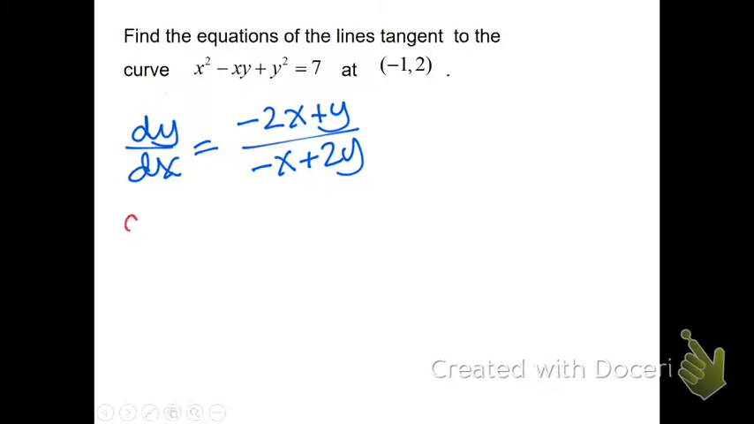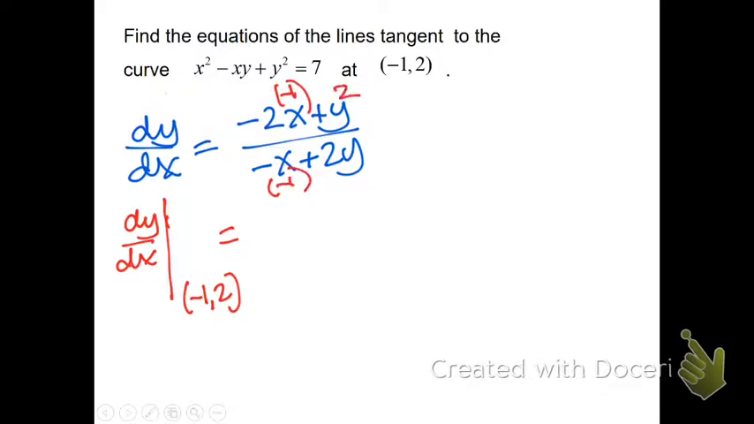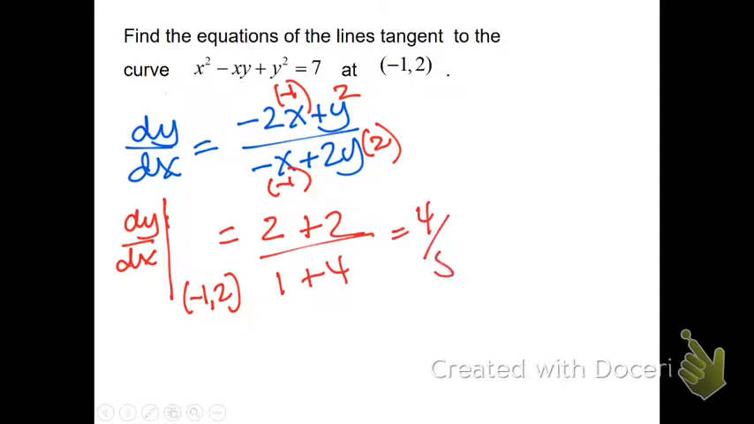So now here's how you write that, by the way. The derivative evaluated at, that's a little bar that tells you evaluated at the point -1, 2. Okay? Just plug in that all my x's are -1 and all my y's are 2 and evaluate that. So -2 times -1 would be 2 plus 2 all over 1 plus 4. So I get 4/5, and that's my slope.